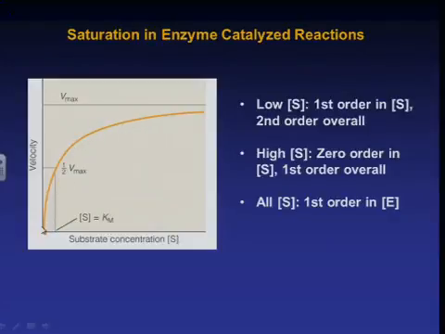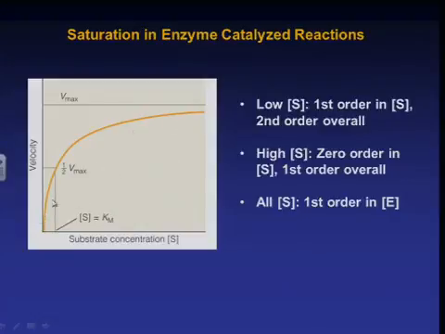Does that curve look familiar? Okay, so this rectangular hyperbola is characteristic of an enzyme catalyzed reaction. When the concentration of substrate is low, what reaction order is it with respect to substrate? Is it dependent on the concentration of substrate? If you double the concentration of substrate here, you're going to double the velocity.